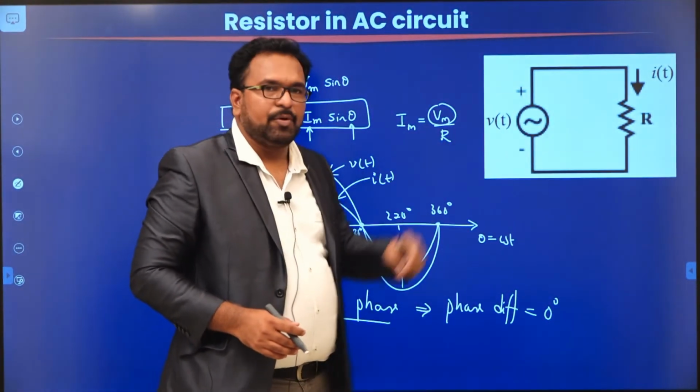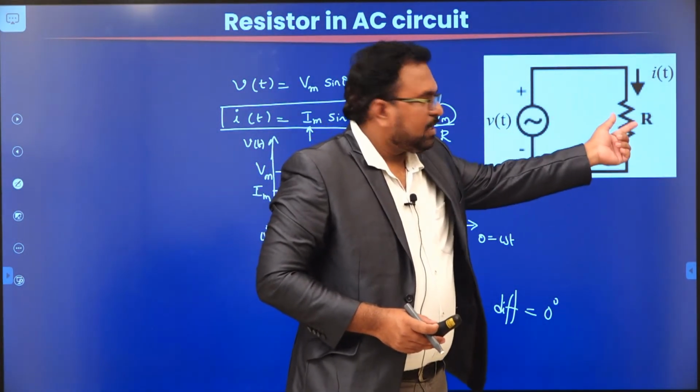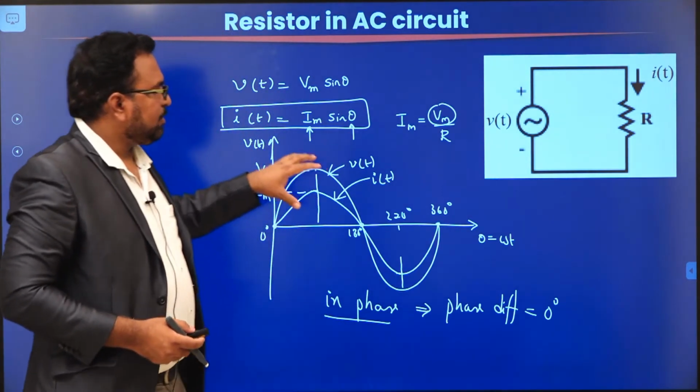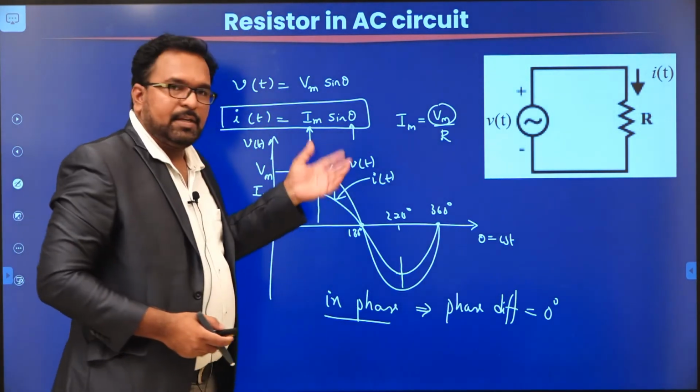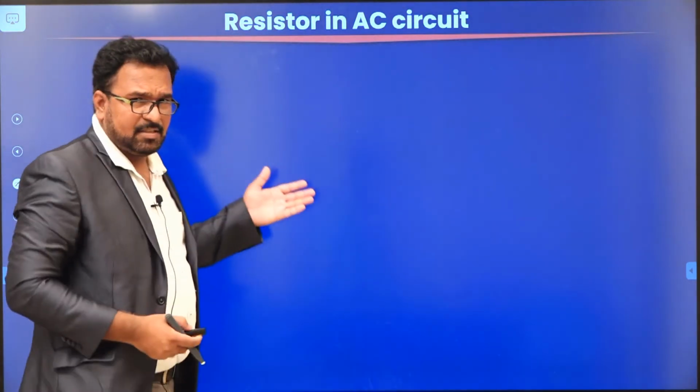So in case of a pure resistor, when you apply a voltage, the current through the resistor is always in phase with respect to the voltage. So that's how the current is going to flow in a resistor when you apply a single phase AC source. Let us discuss this point once again.